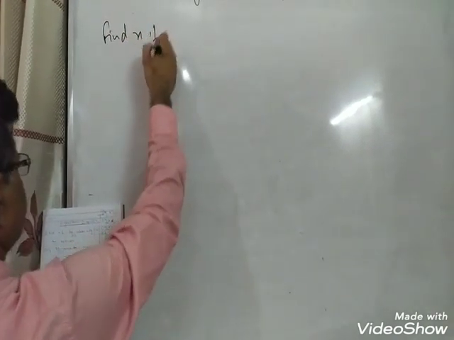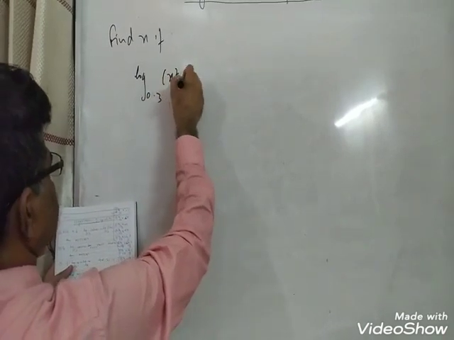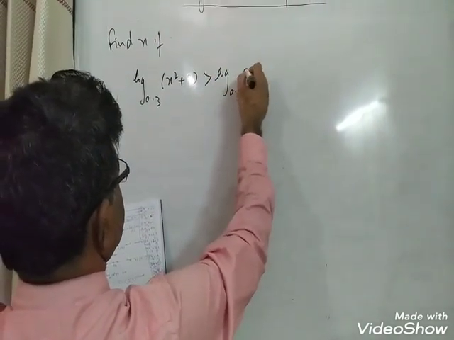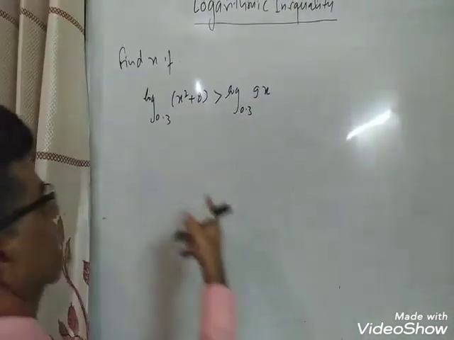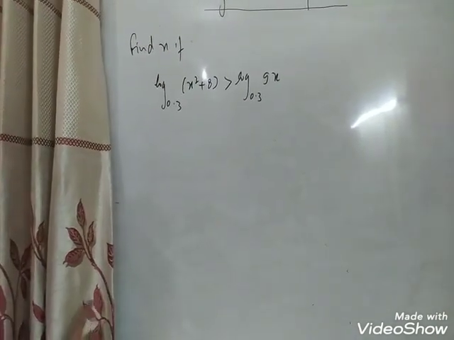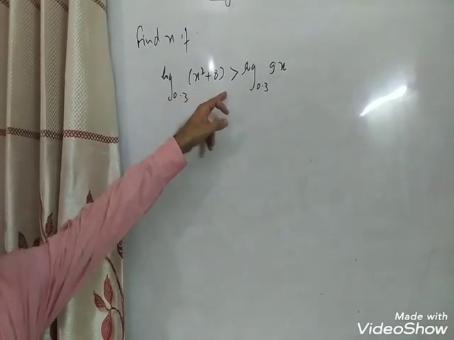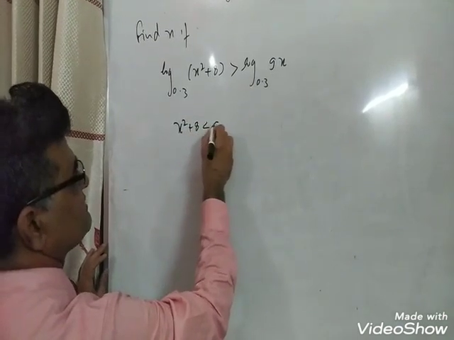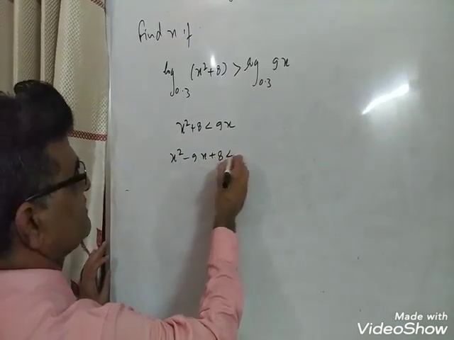Find x if log base 0.3 of (x square plus 8) is greater than log base 0.3 of 9x. Now you can see the base is 0.3, which is less than 1. As I have discussed in the property list, whenever the base is less than 1, the inequality sign in the index will change. So x square plus 8 will be less than 9x. So x square minus 9x plus 8 less than 0.